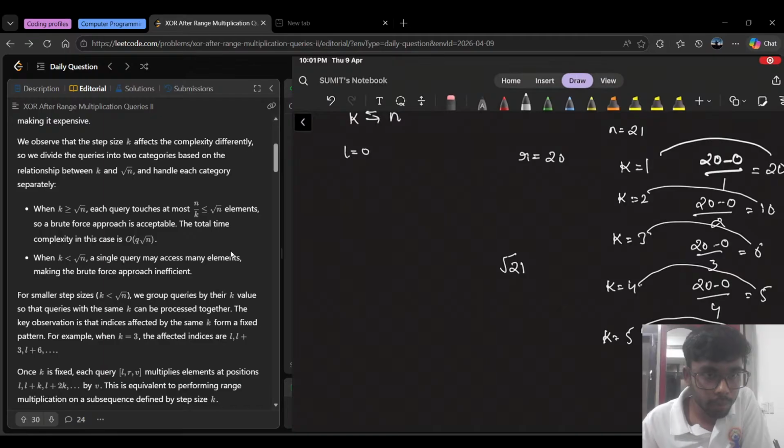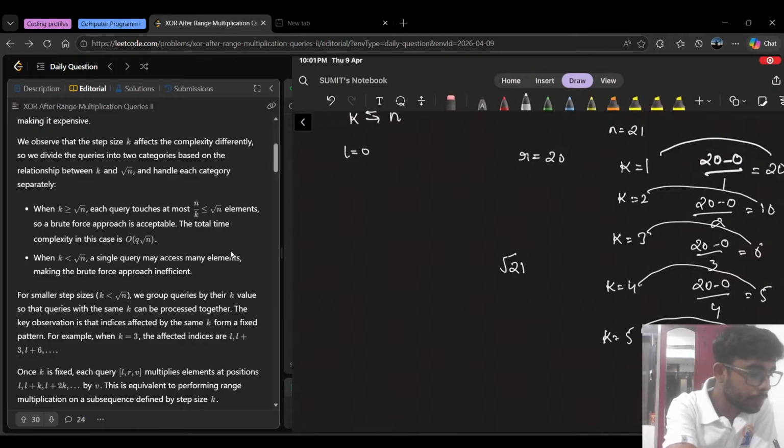So here we have got something: when k is greater than root n, each query touches at most n by k elements, which is less than or equal to root n. So a brute force is acceptable. But when k is less than root n, a single query accesses many elements. So one thing I'm getting is that we are grouping such queries which are accessing a lot of elements, and we are trying to eliminate that part only.